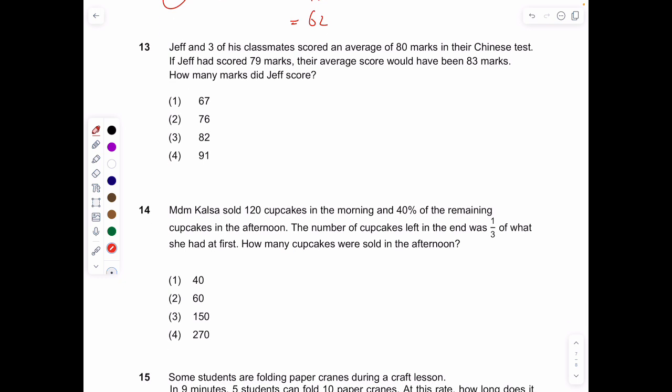Jeff and 3 of his classmates scored an average of 80 marks in their Chinese test. If Jeff had scored 79 marks, their average score would have been 83. How many marks did Jeff score?